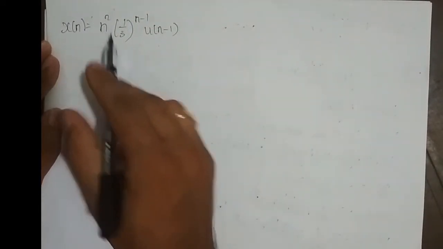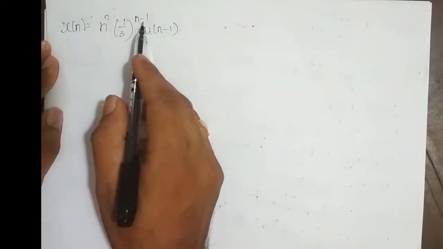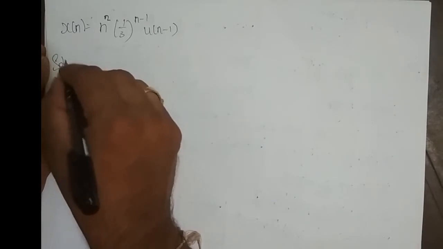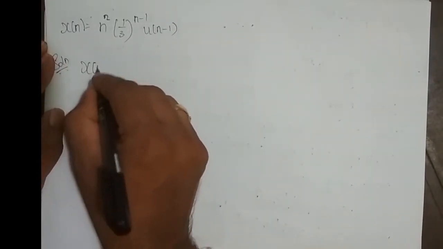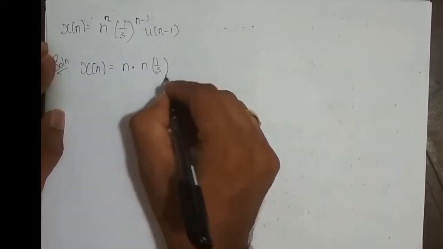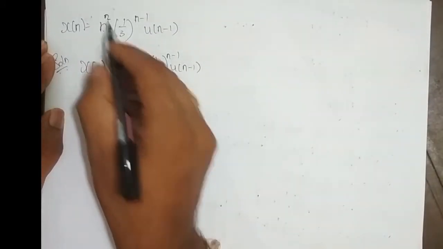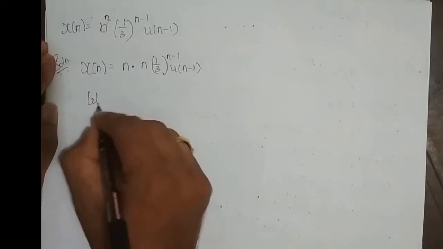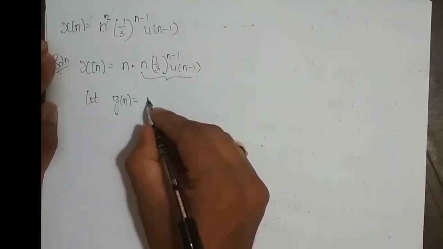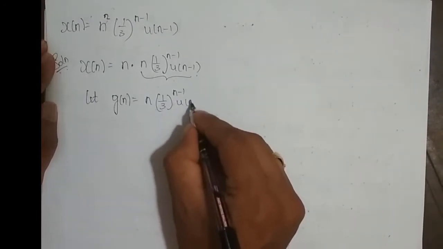Here x of n is n squared times (1/3) power n minus 1 u of n minus 1. Previously it was n into (1/3) power n minus 1 u of n minus 1. Now it is n squared into. So, solution. I can write this as x of n equals n into (1/3) power n minus 1 u of n minus 1. I just looked at this n squared as n into n. So now let g of n equal this part: n into (1/3) power n minus 1 u of n minus 1.